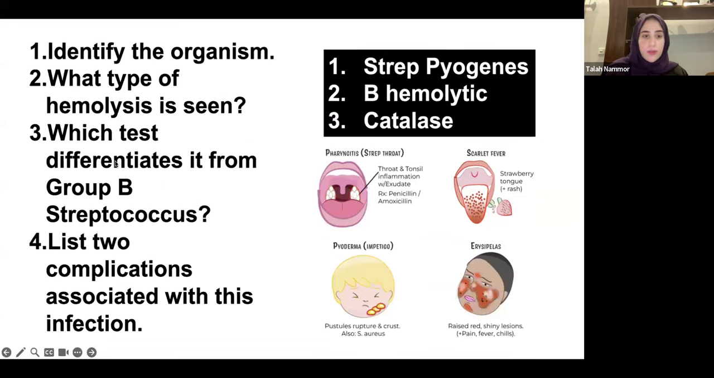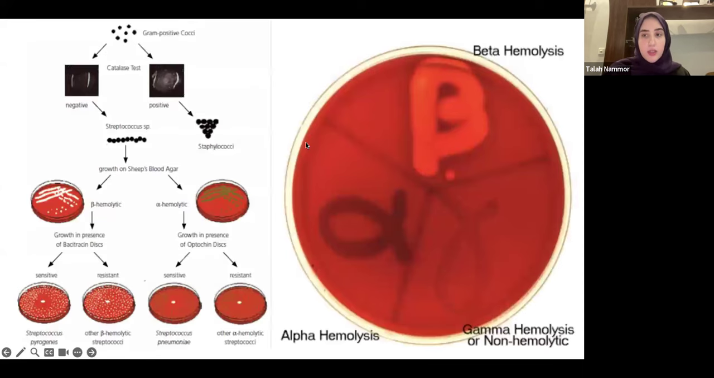Okay, I think we mentioned these. So what is the organism? Strep pyogenes. The hemolysis was beta hemolytic. What test was done that differentiated it from group B streptococcus? It's not the catalase, ignore that. It's basically bacitracin sensitivity. And these are two other complications. This is basically all the things that strep pyogenes can cause. It can cause pharyngitis, scarlet fever, erysipelas, or pyoderma, okay? These are things that are not really important in OSPE.